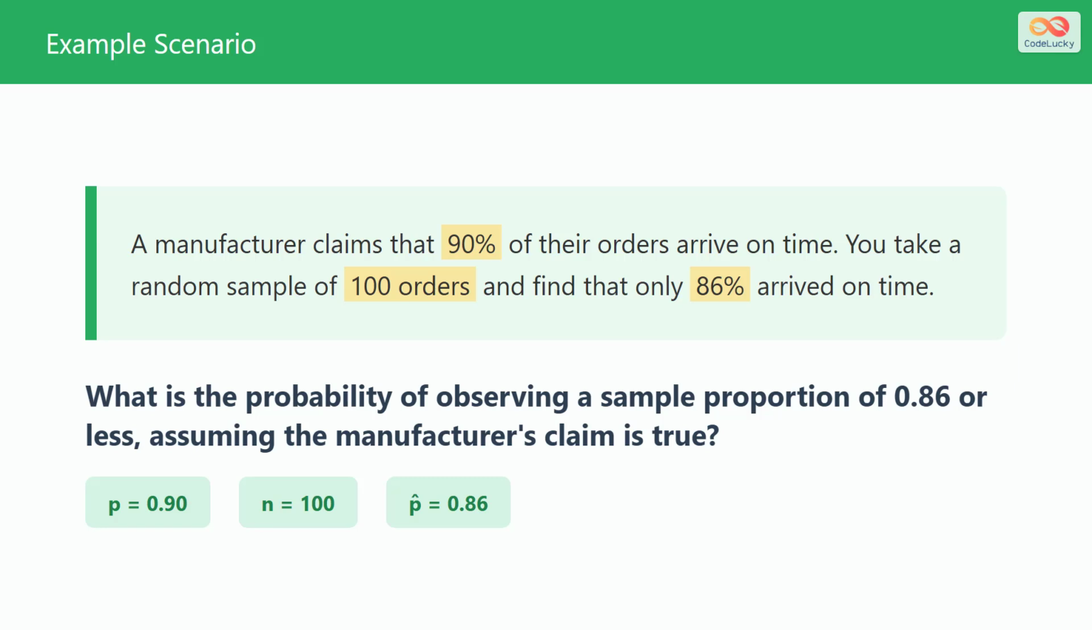Let's apply this to a real scenario. A manufacturer claims 90% of their orders arrive on time. You are skeptical, so you check a random sample of 100 orders and find that only 86% arrived on time. We want to know, if the manufacturer is telling the truth, what is the probability of getting a result of 0.86 or lower just by random chance?